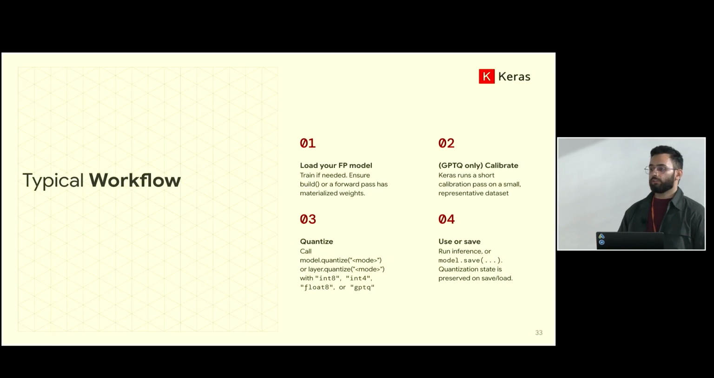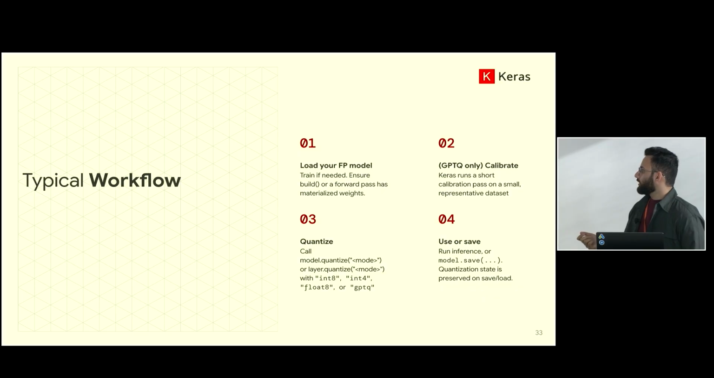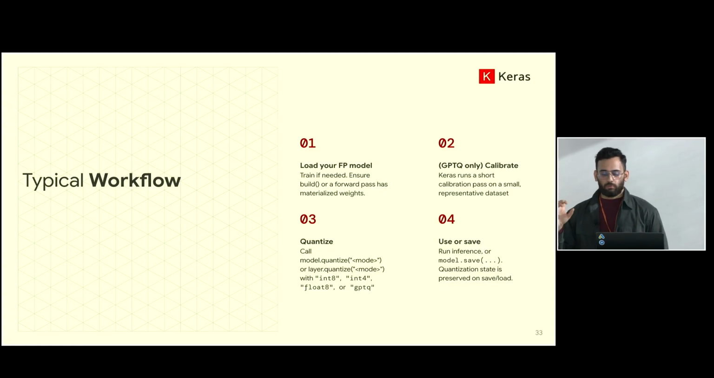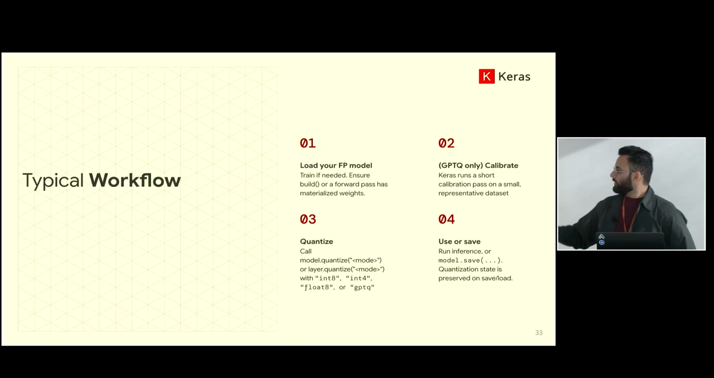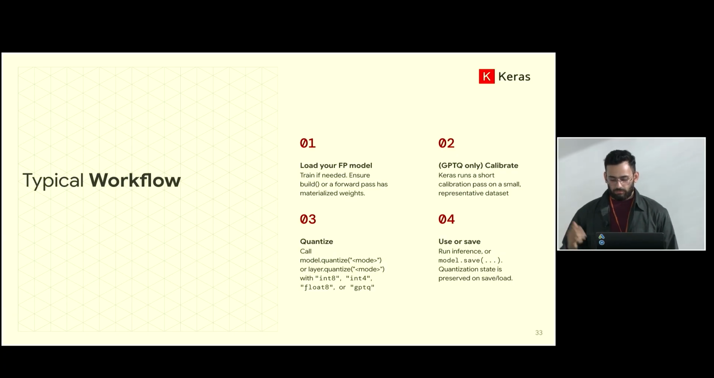The typical workflow when you're using Keras Hub and Keras for quantization is that you would load your floating point model. You would calibrate it if required for that particular quantization mode. Something like GPTQ would require calibration, and the calibration happens automatically when you call the quantize API. Then you quantize the model weights after the calibration, based on whatever bit width you want to quantize to. And you can run the model, or you can just save it for later use on some other hardware.